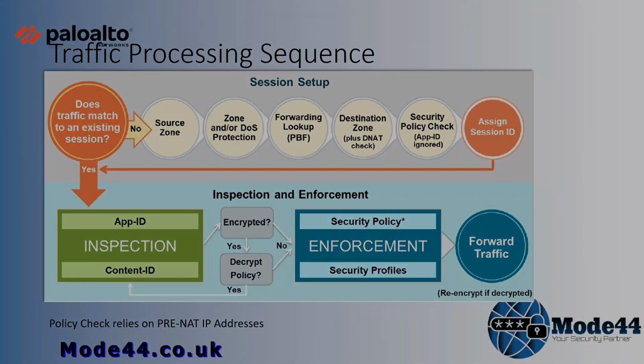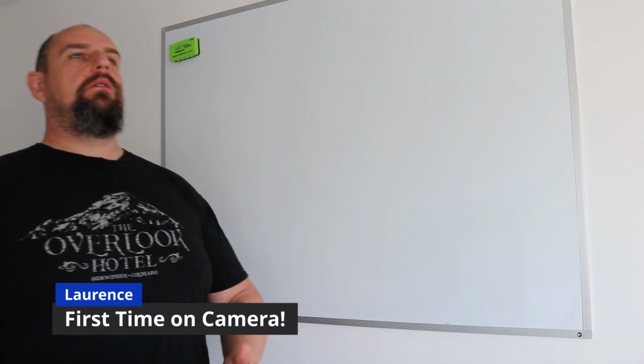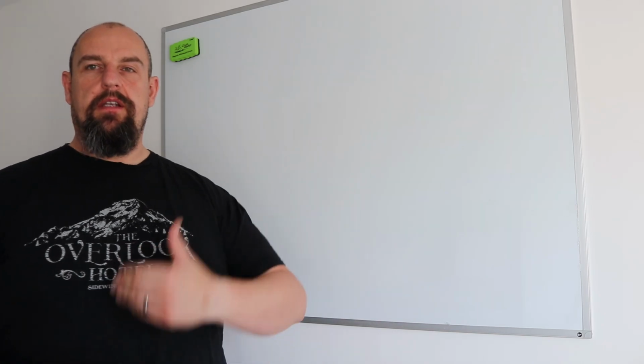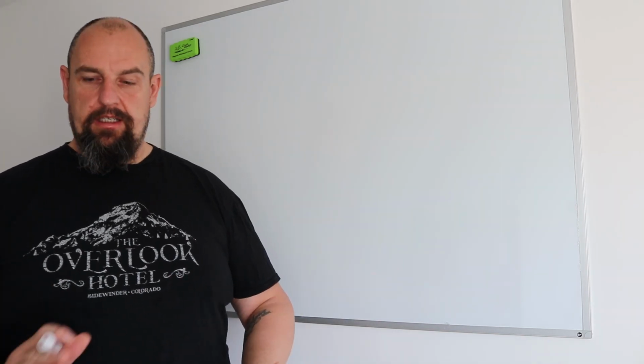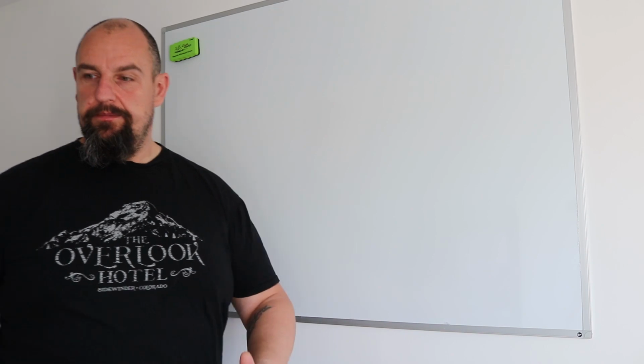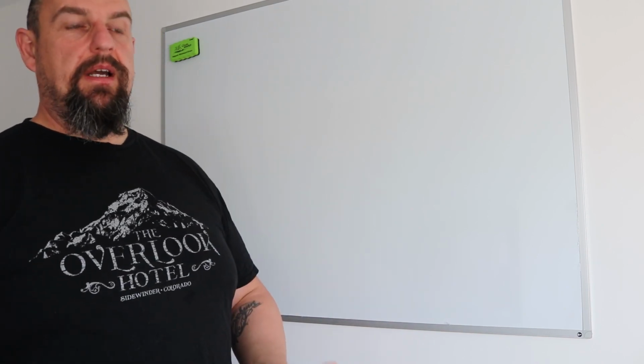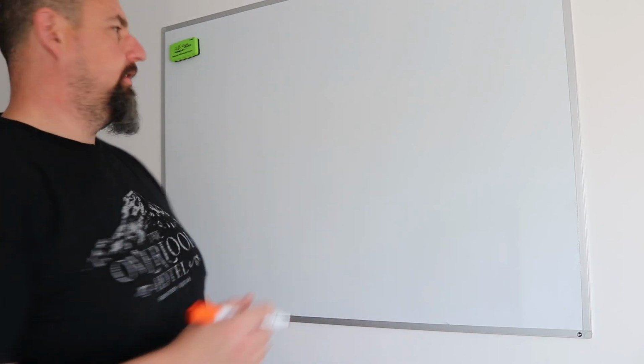Okay, now this is the traffic processing sequence. Okay, so when we set up a session, because we're looking at fast pathing and everything like this, the first thing that the firewall does is it looks to see if the traffic is matching an existing session.